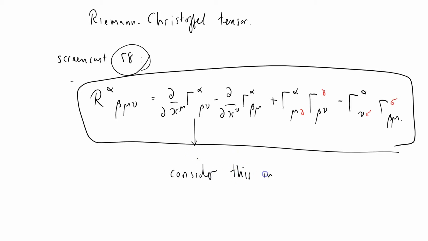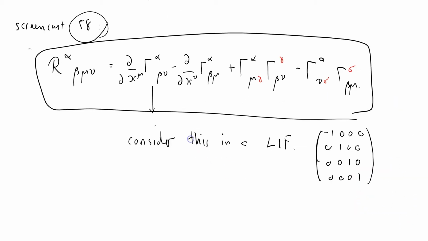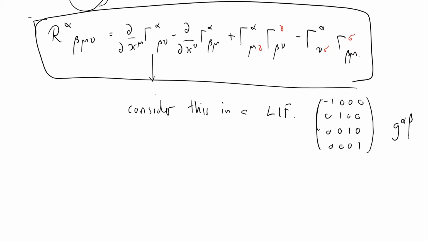this in a local inertial frame, which has a nice symmetric and constant metric tensor, and of course that's my g alpha beta, and that doesn't change, so the derivatives are 0. The second derivatives might not be 0, but the first derivatives are 0, and that makes my life a lot easier. So I've written down the definition of the Riemann-Christoffel tensor with 1 superscript and 3 subscripts, and I've put in red the index I am contracting over. Red symbolises the fact that it's a repeated index, and therefore I'm summing over it.